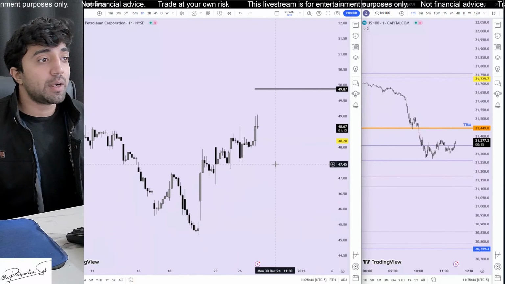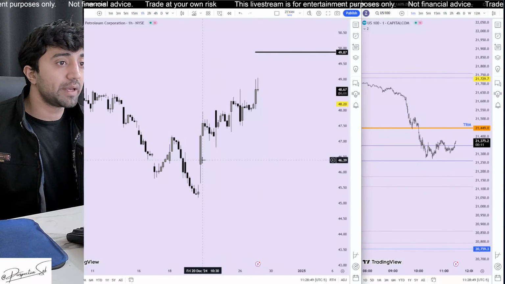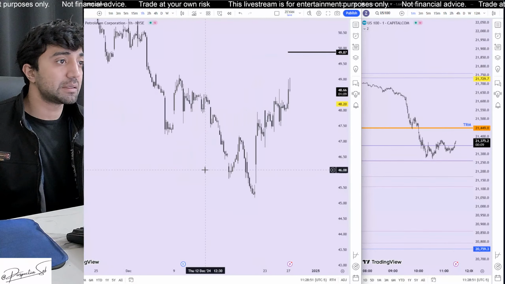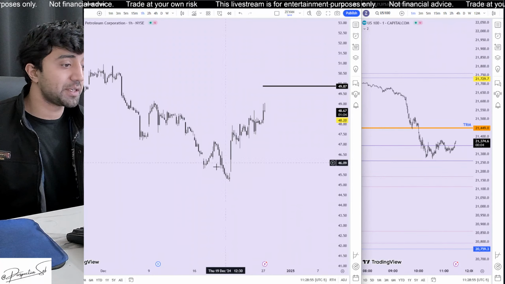Now it all depends on where you have gotten in from. If you have gotten in from like 46, then it's really nice, a good risk to reward ratio. But keep in mind these places will be revisited at some point.